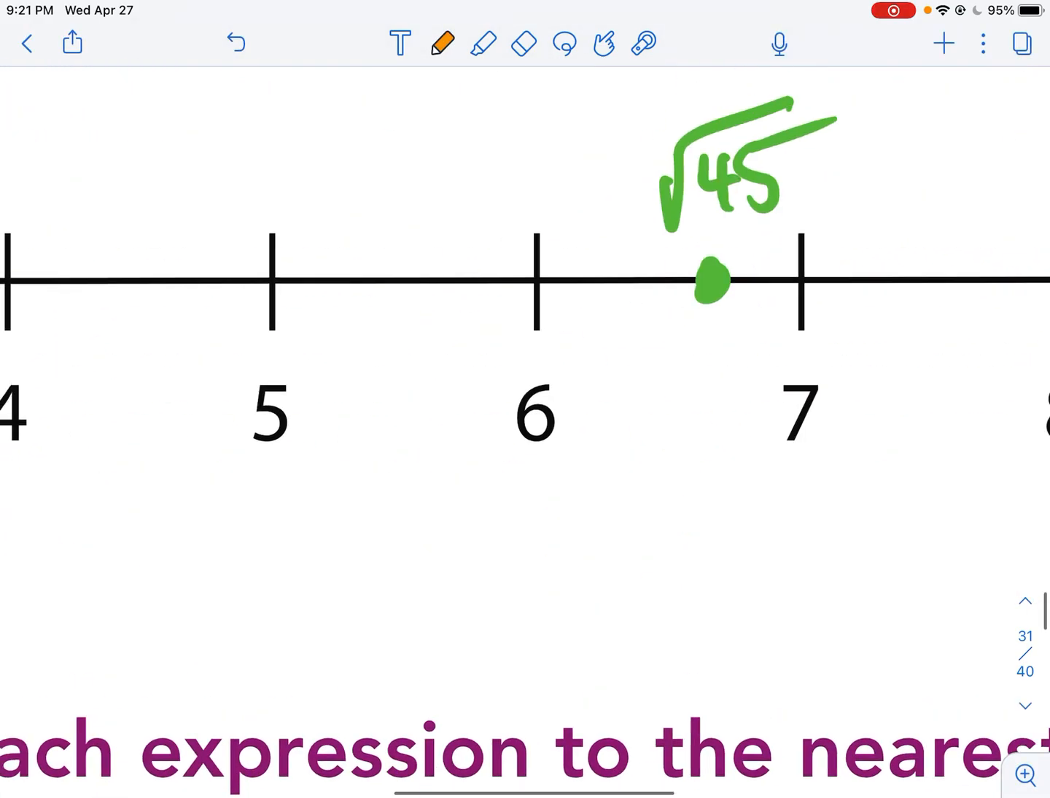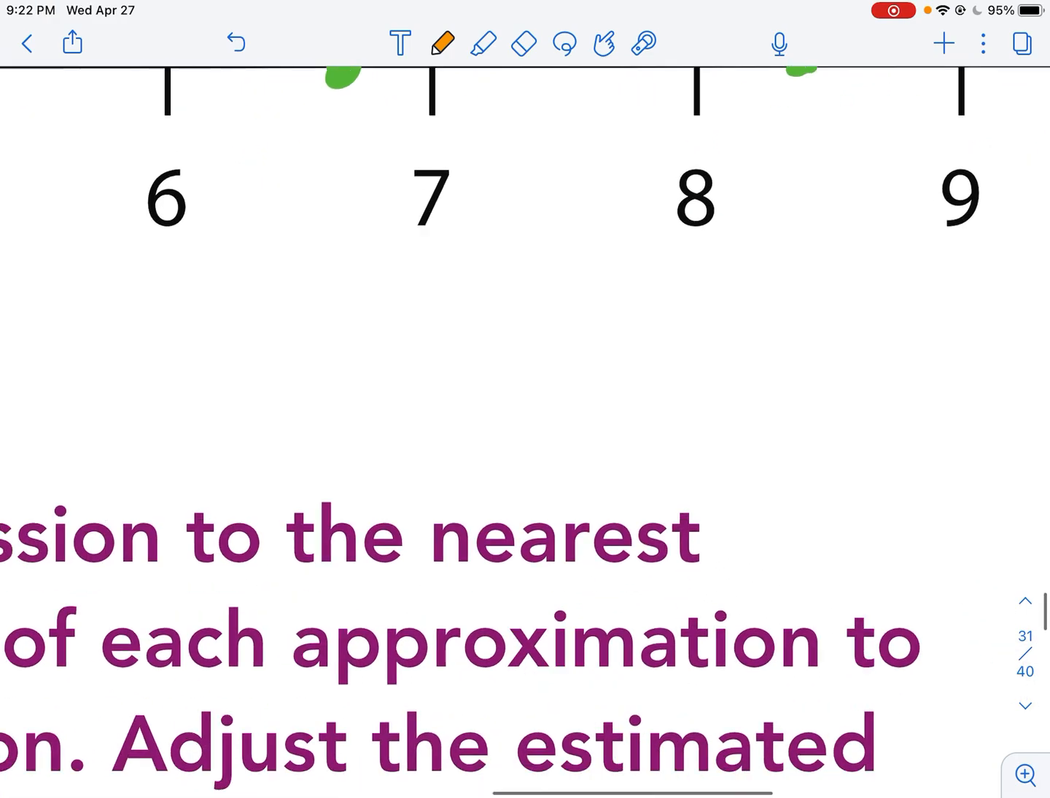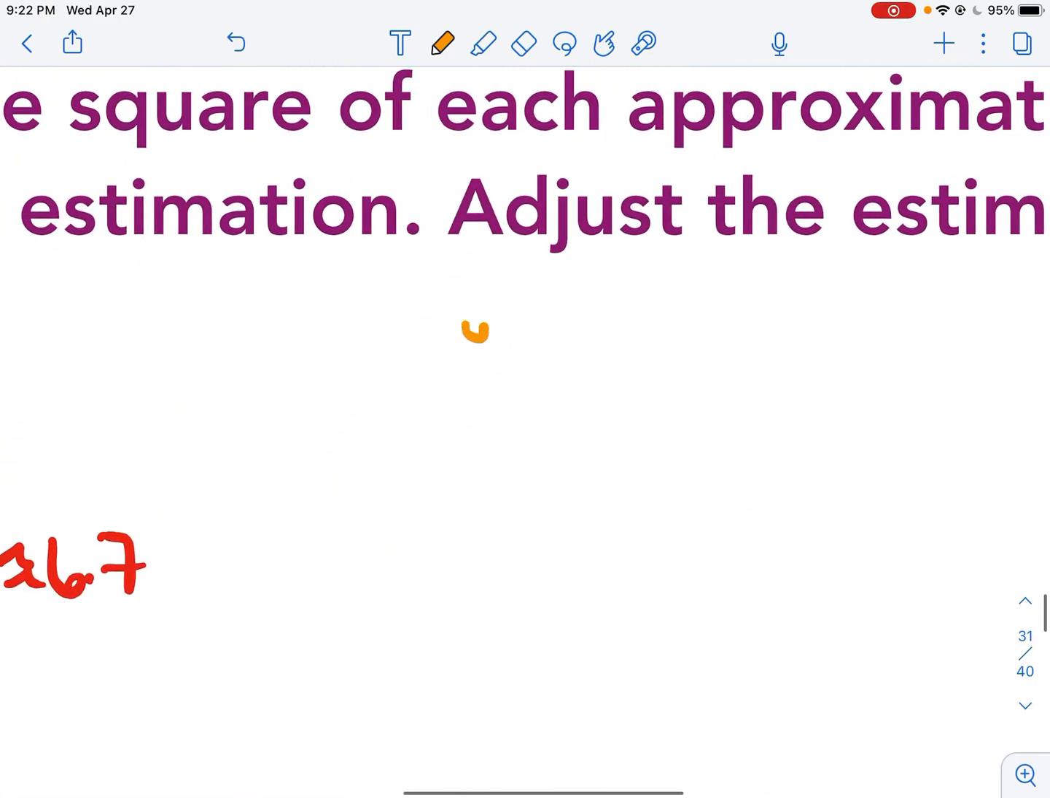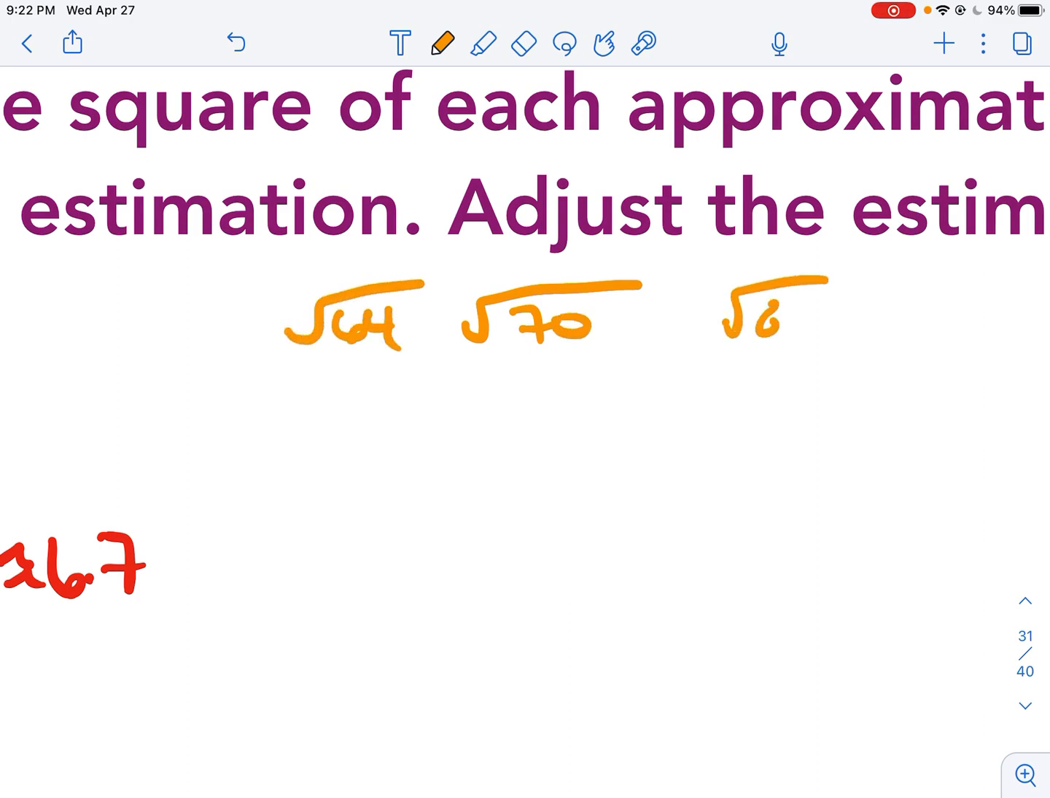Okay, so let's look at the next one. I don't know. And that's going to be 70. So that's between 64 and 81. That's 8. This is 9. This right here is, what did we say, 6 away. This right here is 11 away. So it's a little less than halfway.